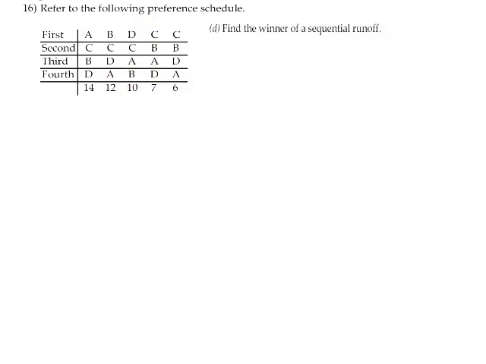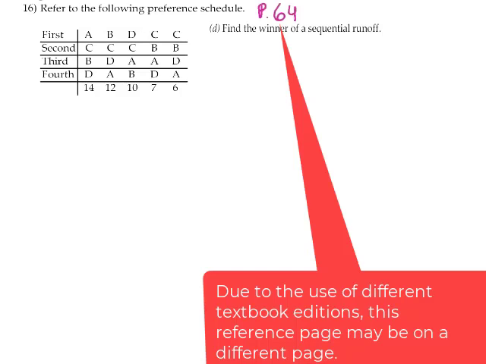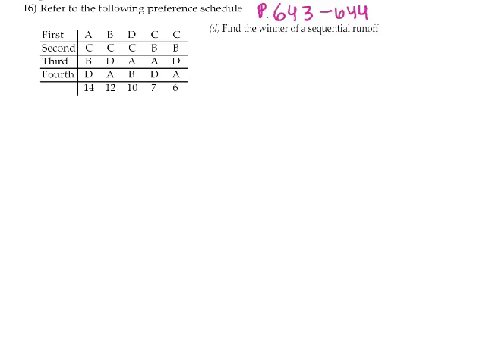Next we have problem 16D. We're told to find the winner of a sequential runoff. For the sequential runoff, we will need to draw new tables. For 16D, you can refer to pages 643 to 644. To continue, first, we're going to want to eliminate D, because D had the fewest first place votes at 10 votes in column 3.